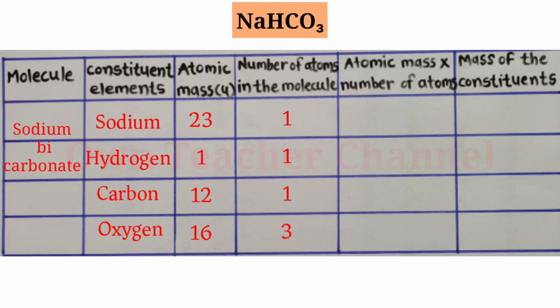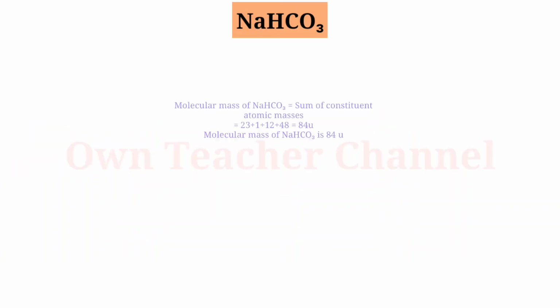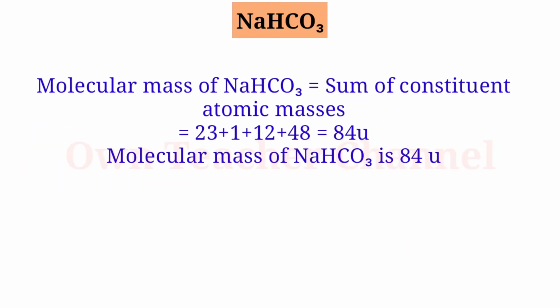Atomic mass into number of atoms: sodium 23 × 1, hydrogen 1 × 1, carbon 12 × 1, oxygen 16 × 3. Mass of the constituents: sodium 23, hydrogen 1, carbon 12, oxygen 48. Molecular mass of sodium bicarbonate is equal to the sum of constituent atomic masses: 23 plus 1 plus 12 plus 48 is equal to 84. Molecular mass of sodium bicarbonate is 84.